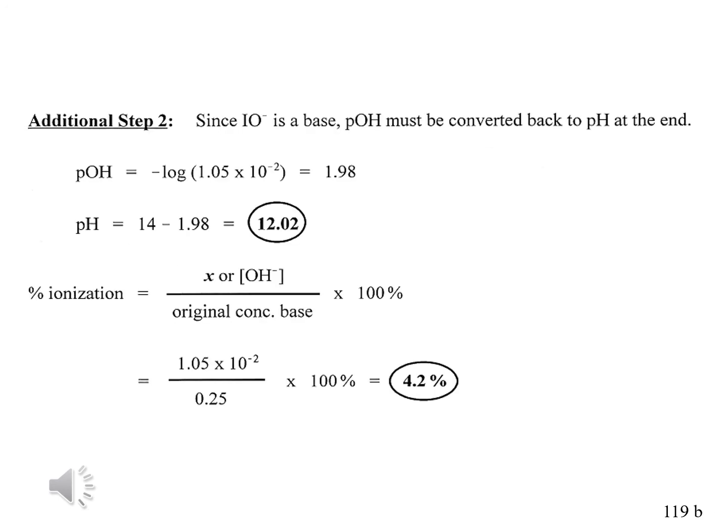So you're going to have to do the additional step also of taking 14 minus, and that gives you the pH. And then when you calculate the percent ionization, you're going to take the x you got divided by the original times 100. And that's a pretty large ionization, but it's 4.2%, which is less than 5%. And remember, even if it is greater than 5%, you can still ignore the x relative to the larger number.